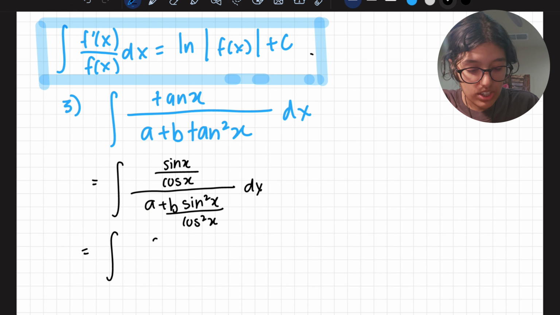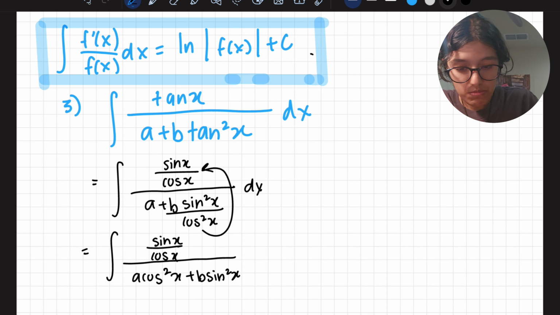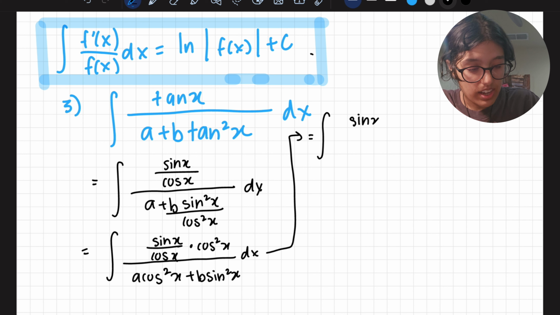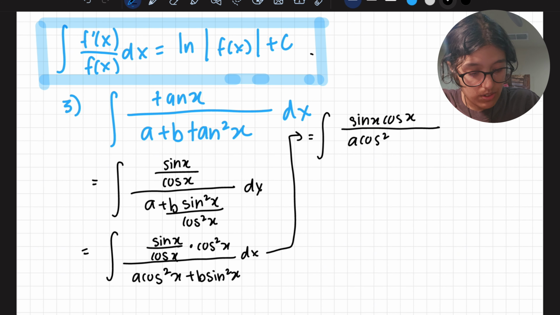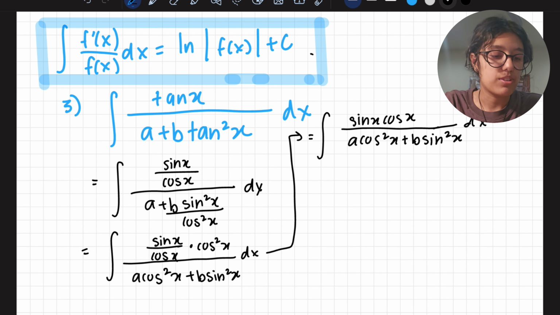So we have integration. I'm going to keep the numerator the same and simplify the denominator. We have a cos squared x plus b sine squared x. I'm going to bring this cos squared x up top, so times cos squared x dx. Equals sine x cos x over a cos squared x plus b sine squared x. At this point, we can't really simplify any further. It's in its simplified form.